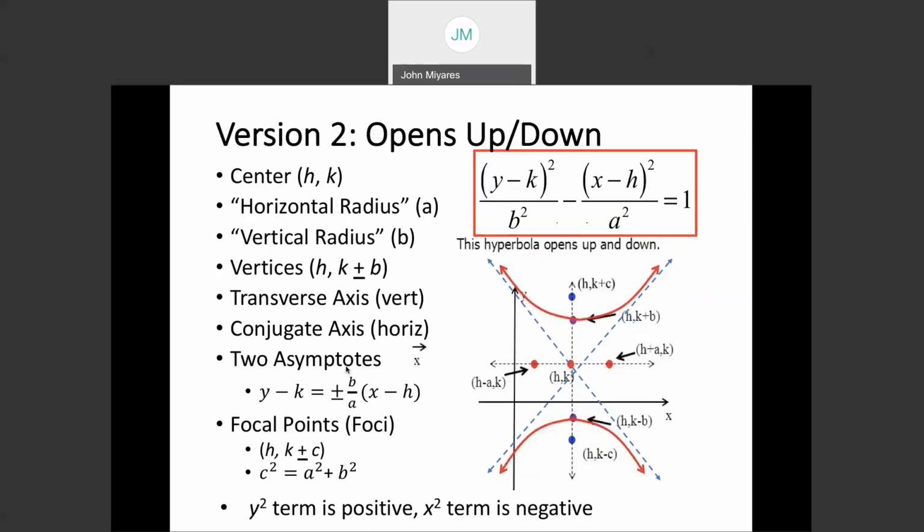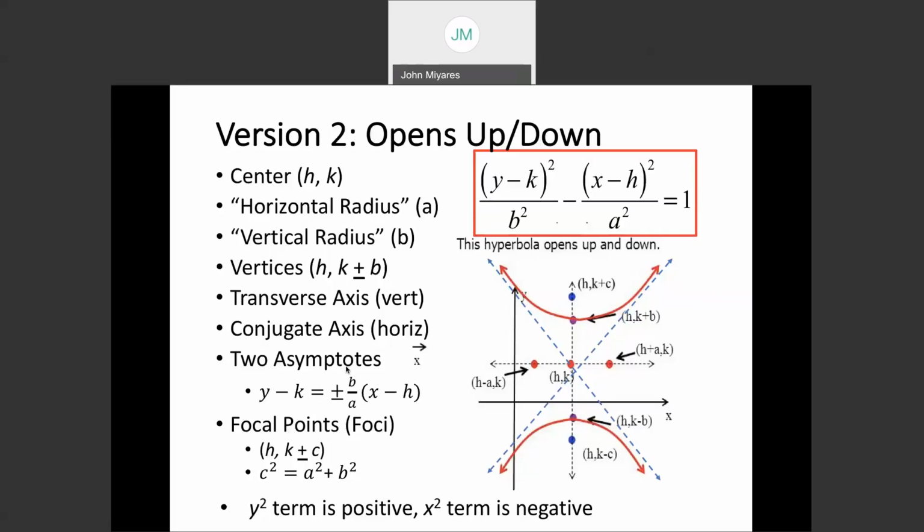B always goes with y because those are tied to vertical components. Just be careful that you don't mix these up. If you just remember that a goes with x and x is horizontal, b goes with y and y is vertical, then you should be okay.